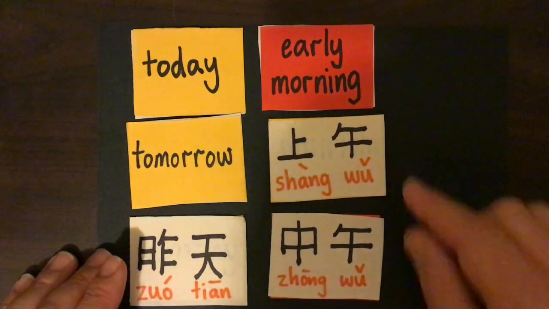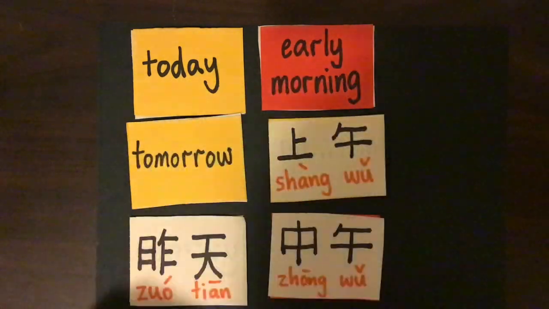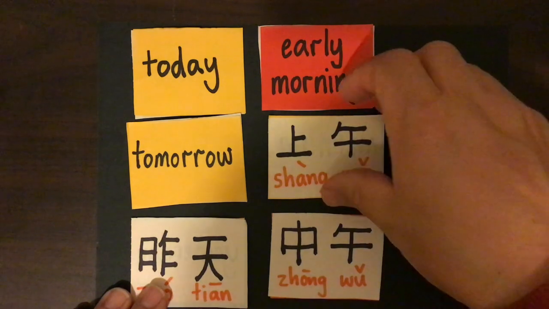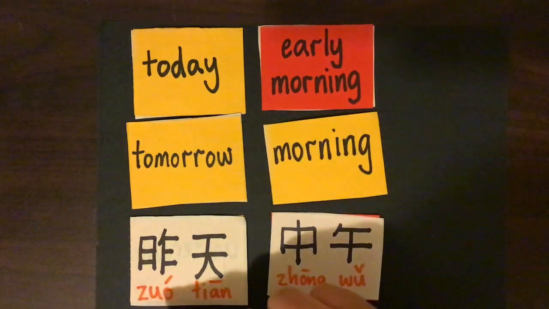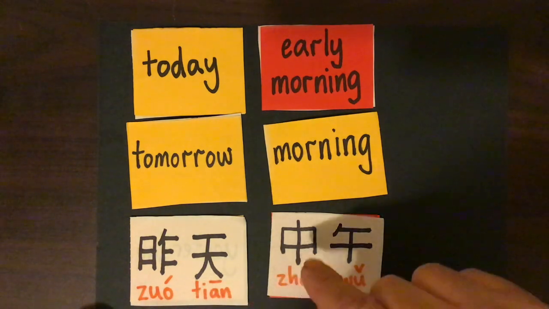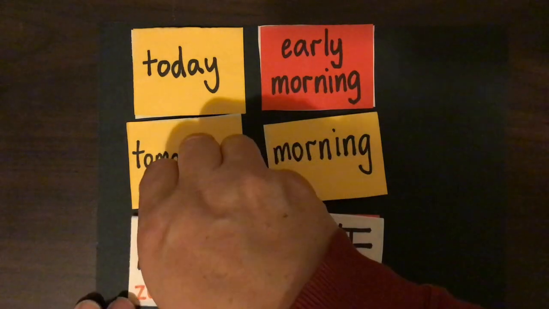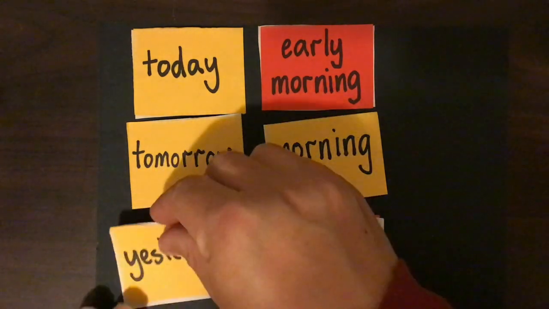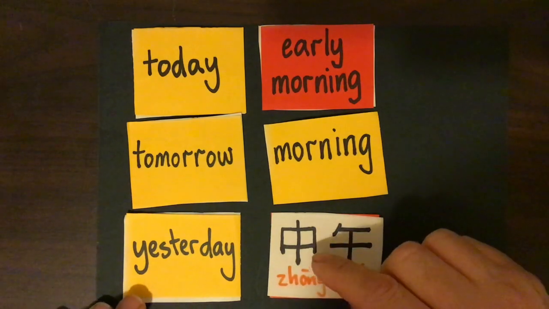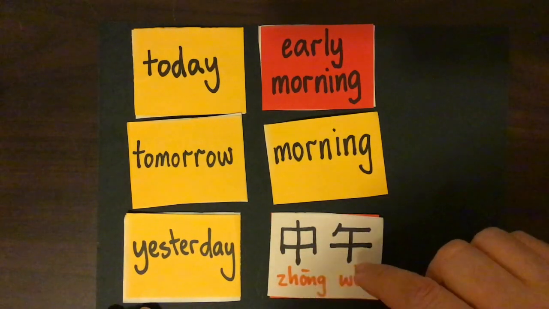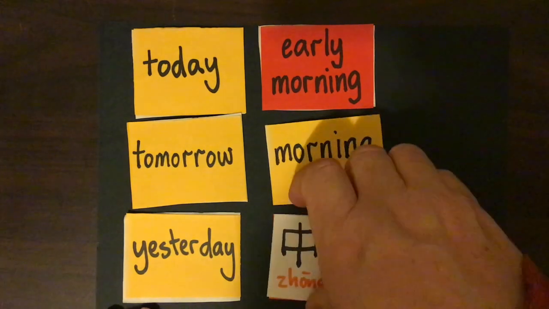And you've got xia, which we have for afternoon here. Looks like an arrow pointing down. So, 上午 is morning. 昨天中午. Okay, 昨天 means yesterday. And zhong means middle. We see that in Zhongwen and Zhongguo for China. Zhong meaning middle. Wu, middle of the day. So right in the middle of the day is noon.